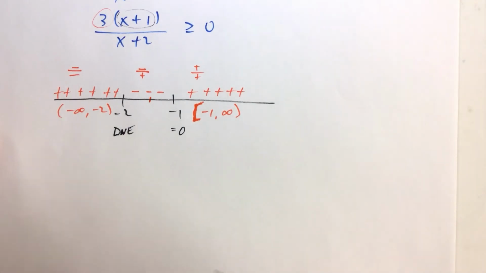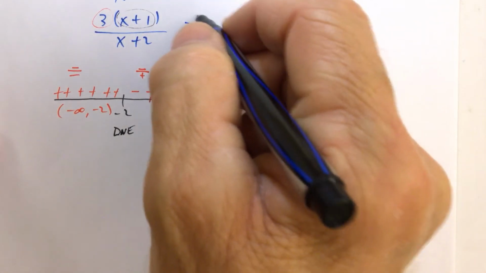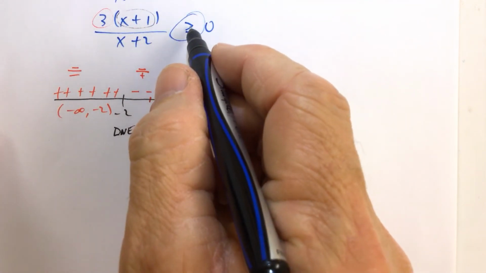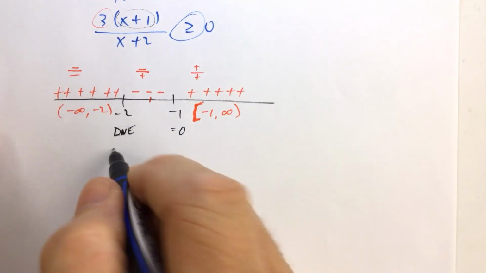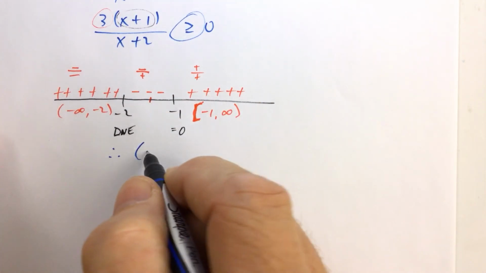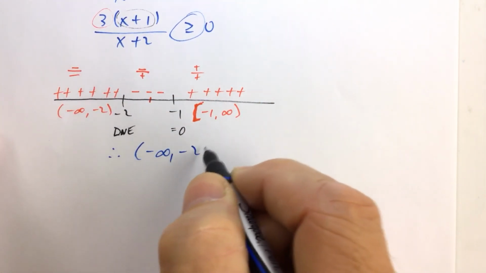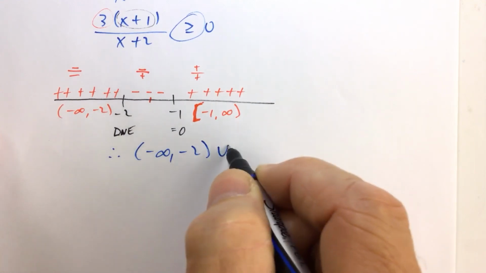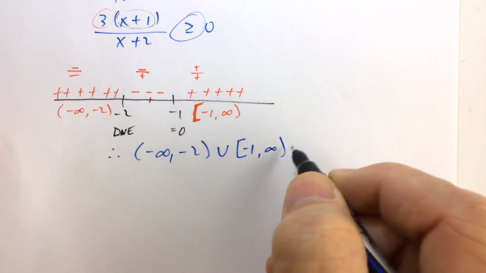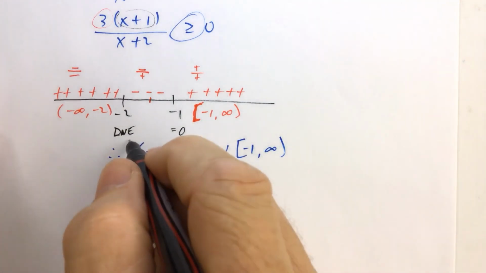And so that's how we do it. We just look right there at that. We want this fraction to be non-negative, and we would say, therefore, based on what we found, that the solution set would be all real numbers to the left of negative 2, as well as all real numbers to the right and including negative 1, and that is the solution.